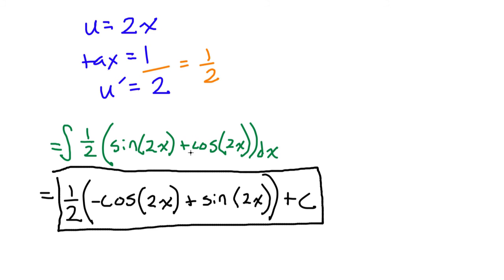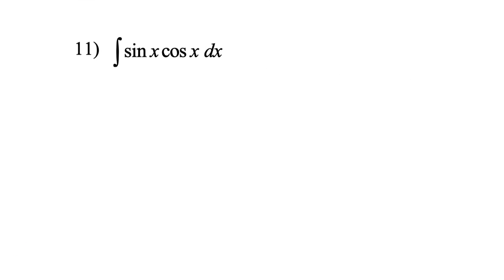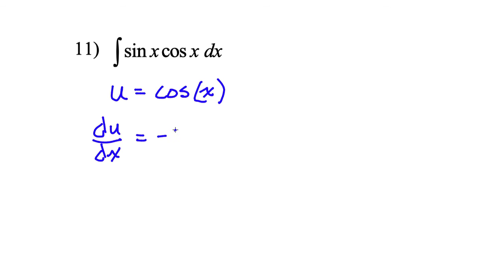All right, we are on the last question now, number 11. For number 11, we are going to use u substitution. We're going to say our u in this case is going to be cosine of x. Again, just kind of randomly choosing at this point. And when I take the derivative of u with respect to x, du/dx, that is going to be negative sine of x.